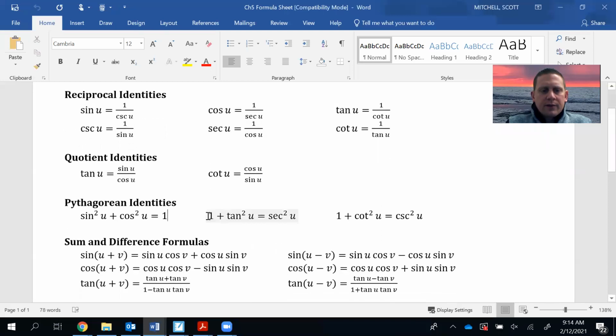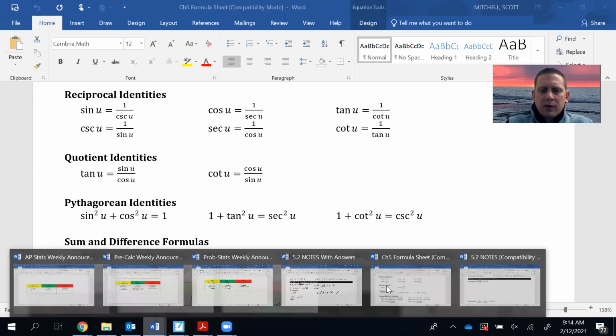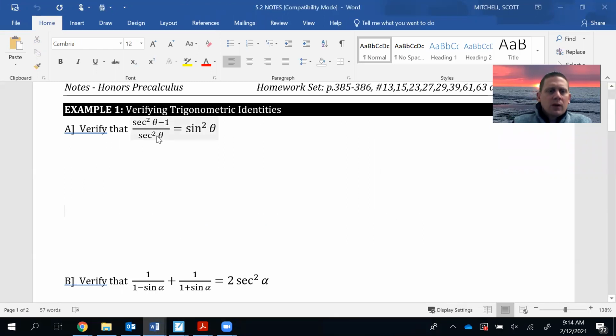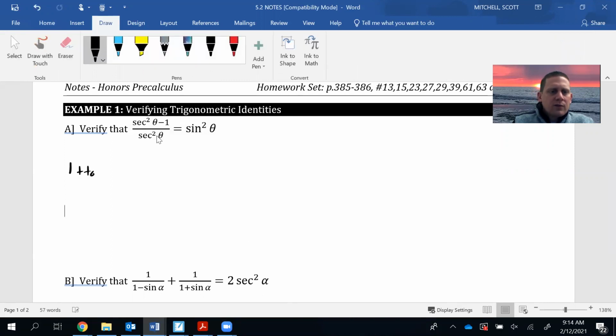So I'm looking at this one right here. I have a secant squared, and that equals 1 plus the tangent squared. So that's kind of where my thought process is. Okay, so secant squared is 1 plus the tangent squared of theta, and then you still have a minus 1, and you still have a secant squared on the bottom.